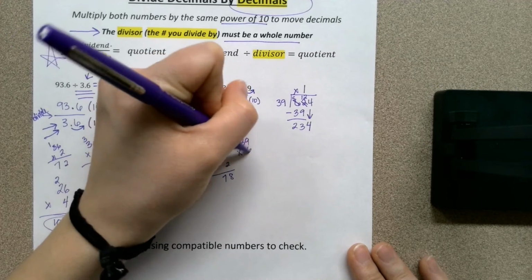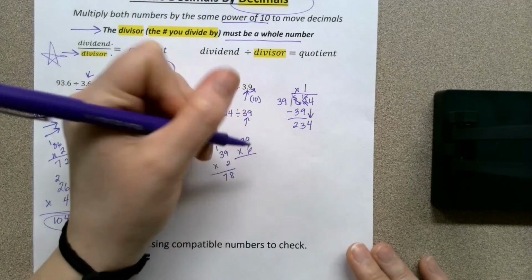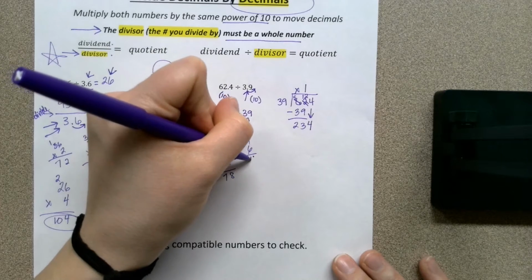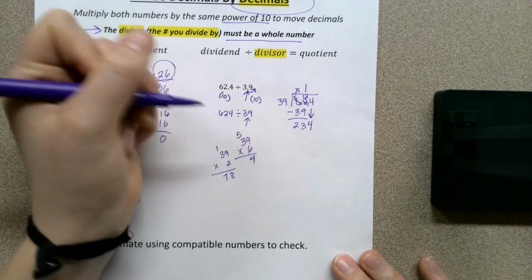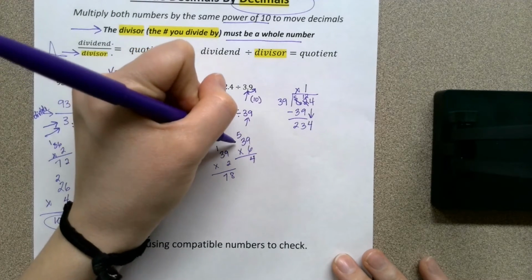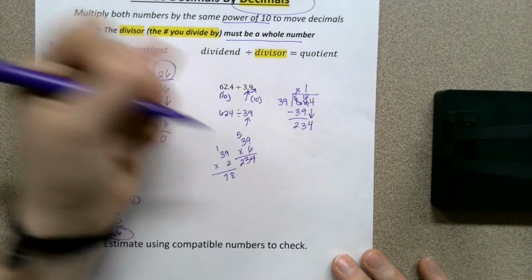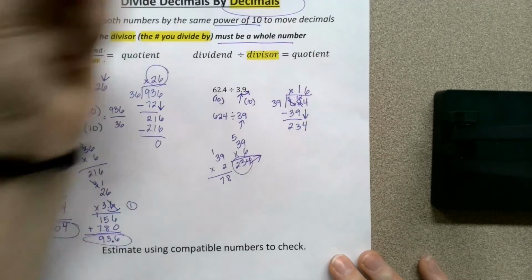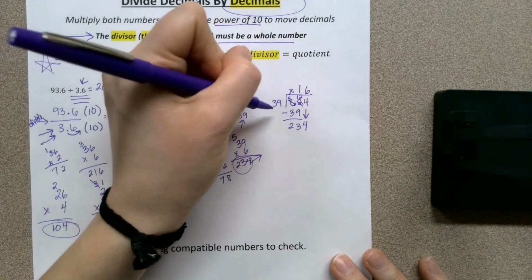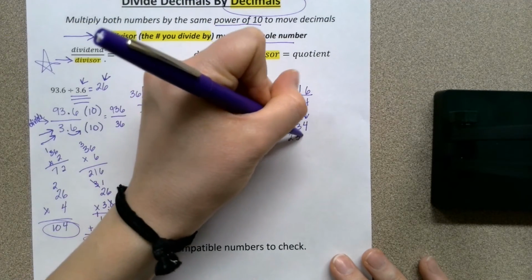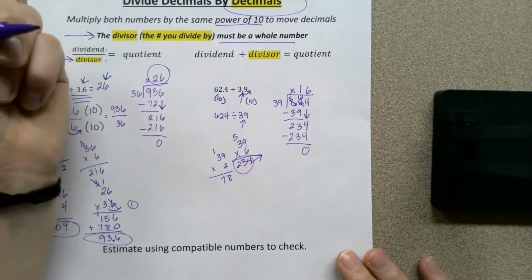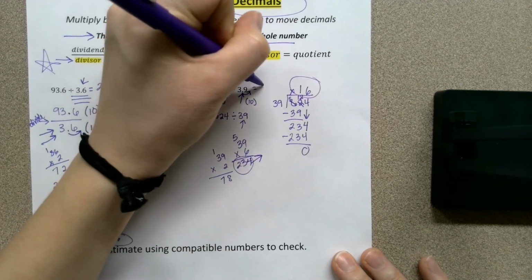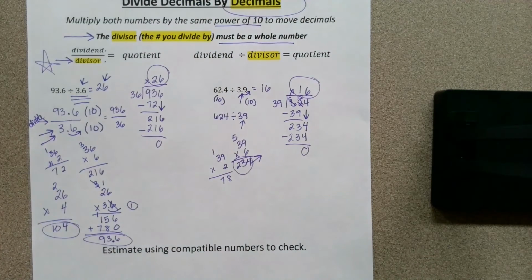39 times 6. That's going to give us 54, excuse me, from before. Carry the 5. That gives us 18. And 23, and that's exactly what we needed. So we know this is a 6. 6 times 39 is 234, and we get 16 for our quotient.